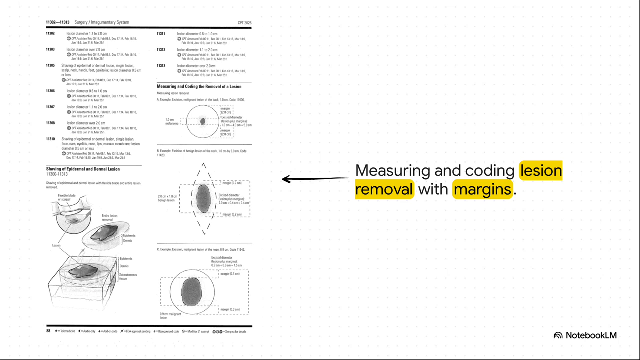In this example, the patient has a 1.0 centimeter melanoma. The surgeon takes a 2.0 centimeter margin around it. So following our formula, we take that 2.0 centimeter margin, multiply it by 2, and we get 4.0 centimeters. Add that to our 1.0 centimeter melanoma, and boom, our total excise diameter is 5.0 centimeters. You'll base your code on that final number no matter how they end up closing the wound.